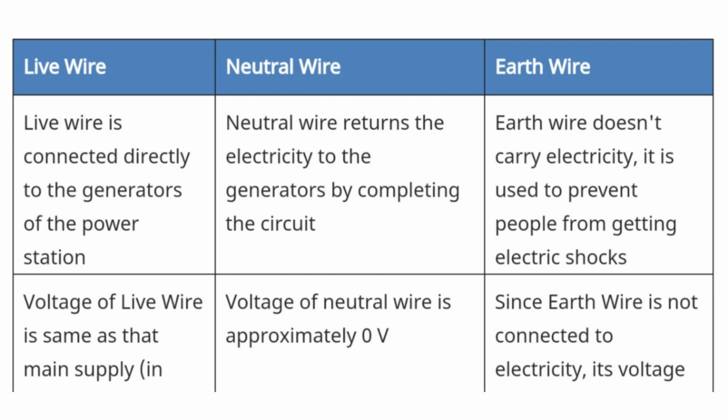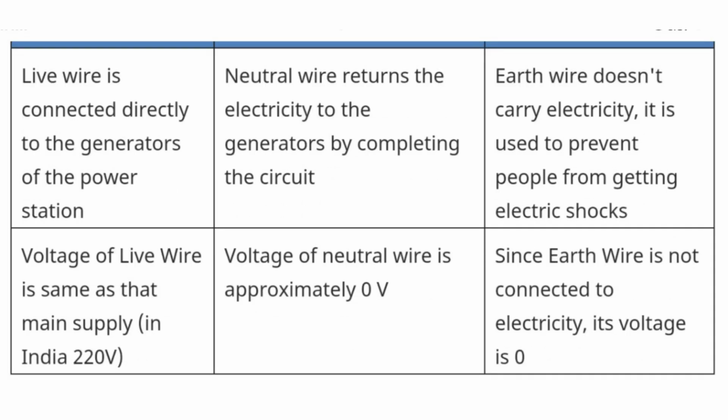The voltage of the live wire is the same as the main supply. The voltage of the neutral wire is approximately 0 volts. Since the earth wire is not connected to electricity, its voltage is 0. So the live wire should be connected directly to the generators of the power station, and the neutral wire returns the electricity to the generators by completing the circuit, and the earth wire does not carry electricity. It is used to prevent people from getting electric shocks.